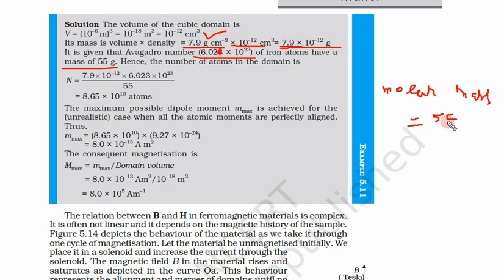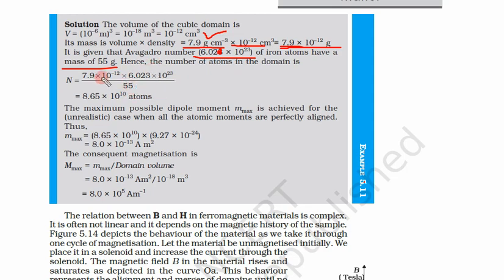That has been given, 55 gram has been given, and we know the number of atoms in a molar mass is equal to Avogadro number, that means 6.02 into 10 to power 23. In molar mass there are a number of atoms which is equal to Avogadro number. So these many atoms are there in 55 gram.